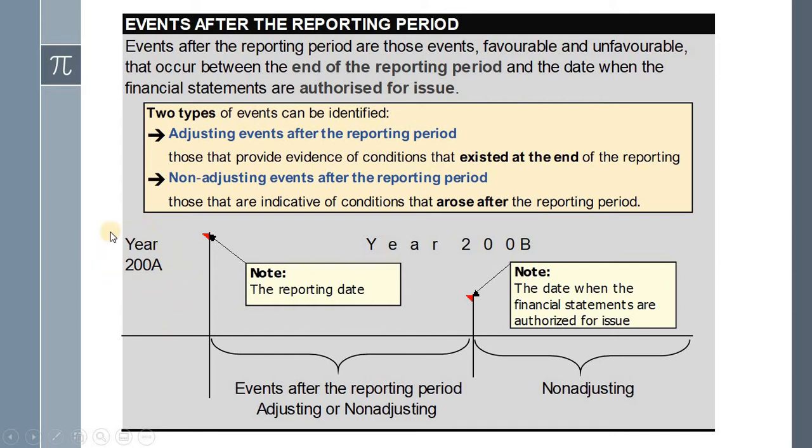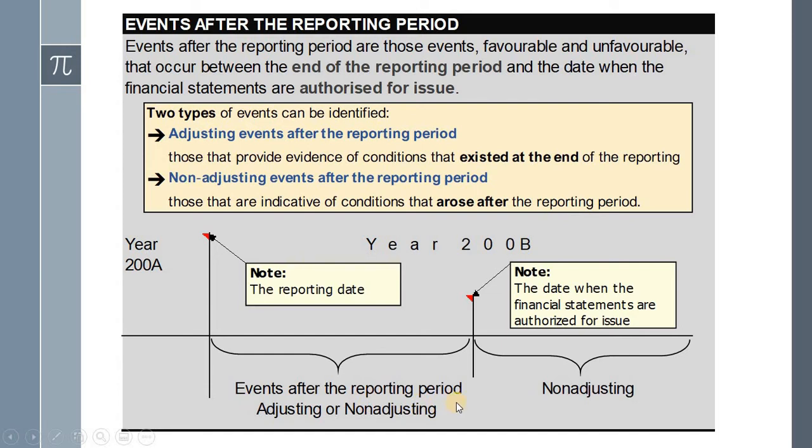So these are year 2000A and year 2000B. So based on this timeline, this is the end of the reporting date, the end of year 2000A, and this is the date when the financial statements are authorized for issue, which is already in the next accounting period, which is year 2000B. So under PAS 10, any events that will occur between the reporting date and the date the financial statements are authorized for issue are considered as events after the reporting period.